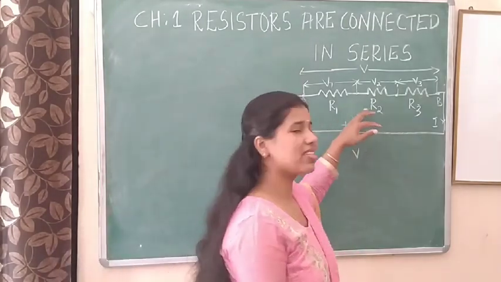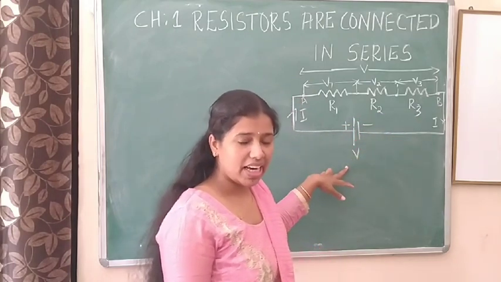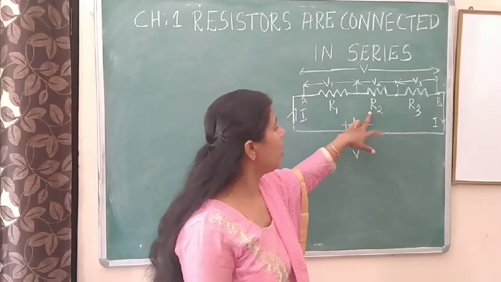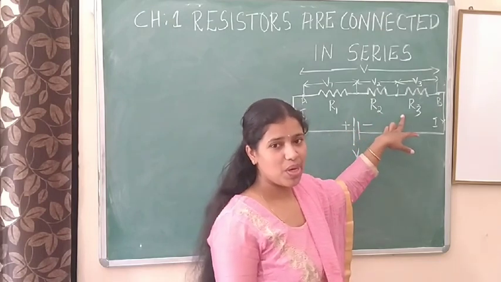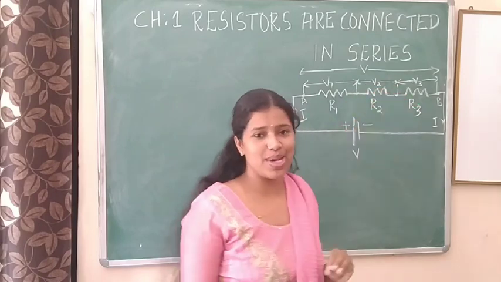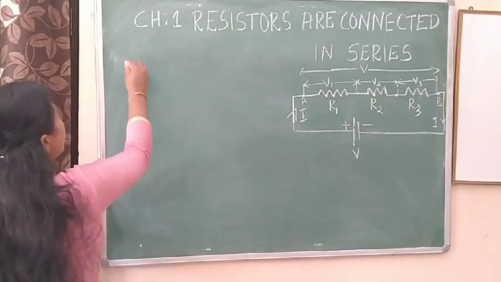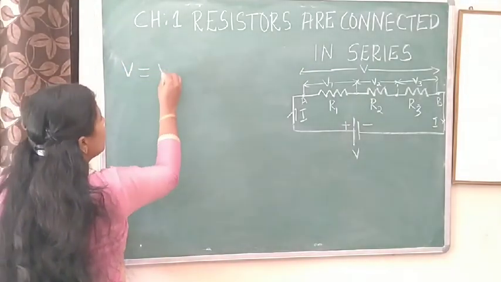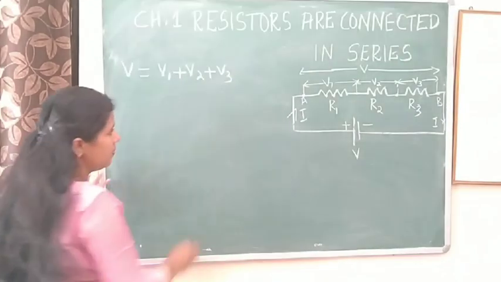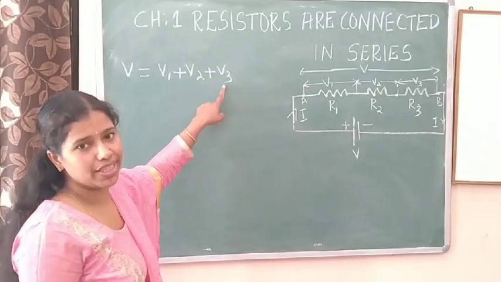Here three resistors R1, R2, R3 are connected across a cell. Current I flows through the resistances R1, R2 and R3, and V is the potential difference across them. Then we know that the total voltage V is equal to V1 plus V2 plus V3.